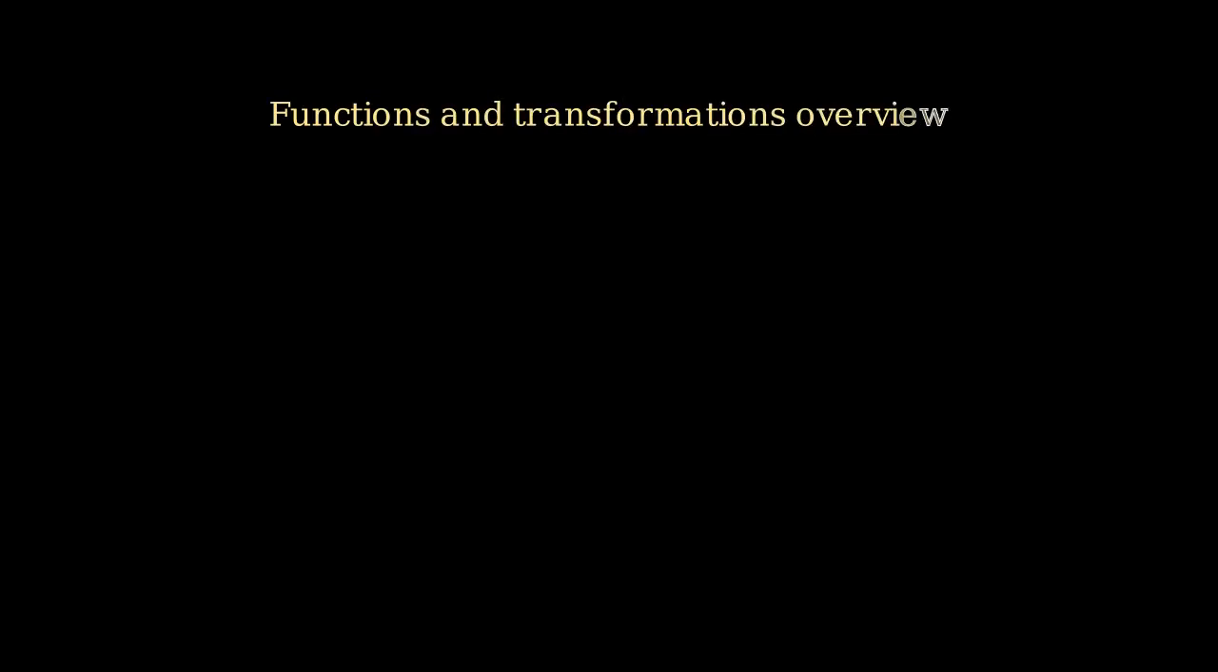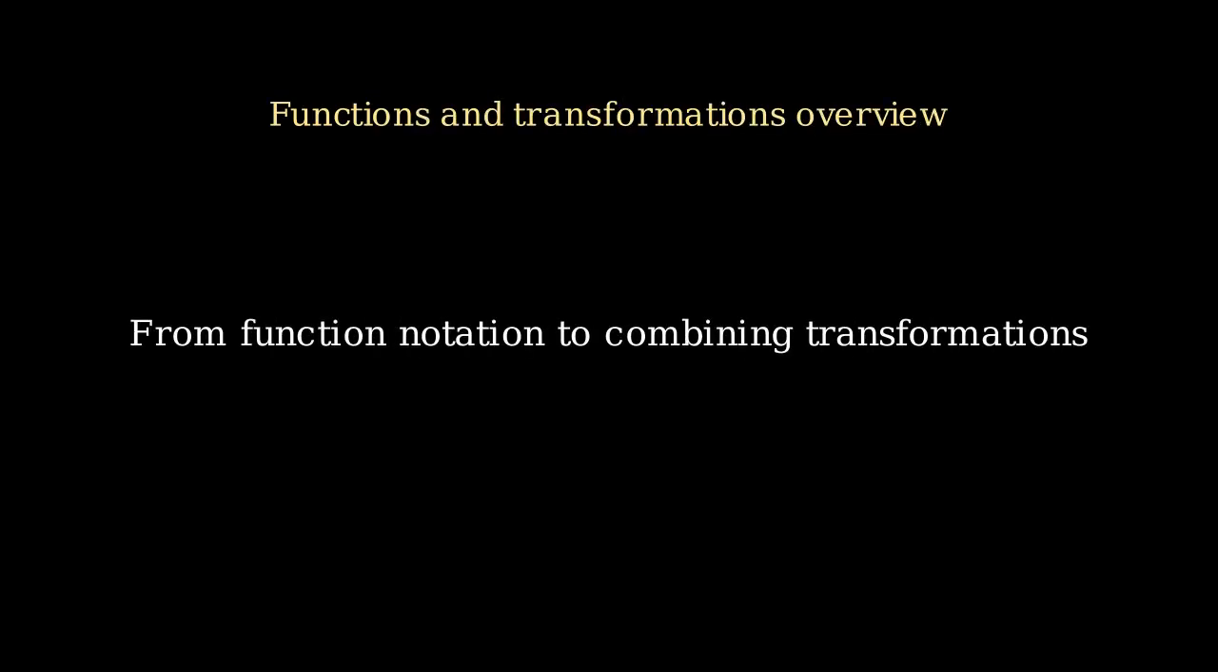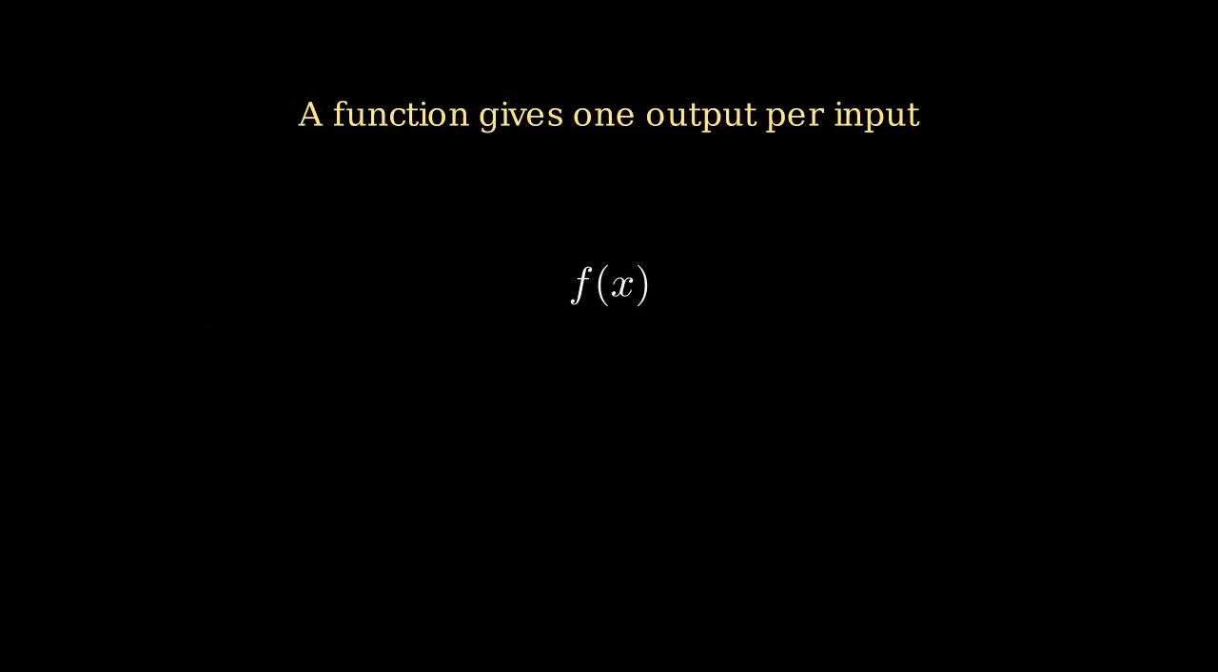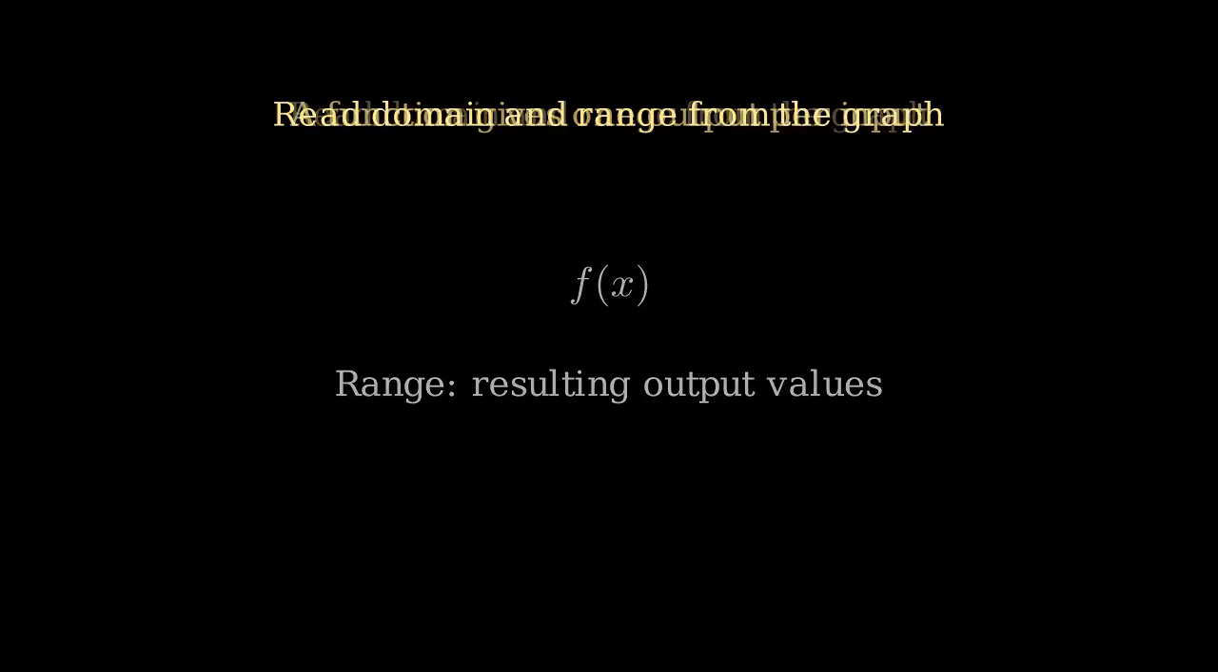This video covers functions and transformations for A-level pure maths, starting with function notation and working all the way through to combining transformations. It follows the same two-part structure as always, a full worked process first, then a simplified recap at the end. A function, written f(x), takes an input x and produces exactly one output. The domain is the complete set of x values you are allowed to put in, and the range is the complete set of values that come out.